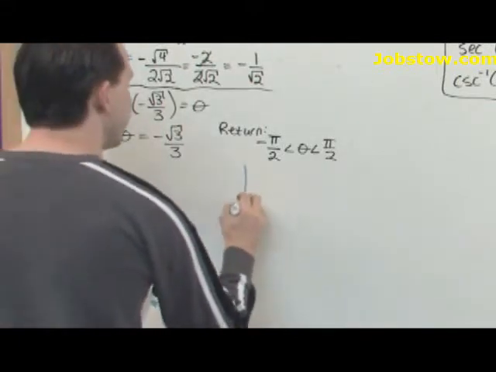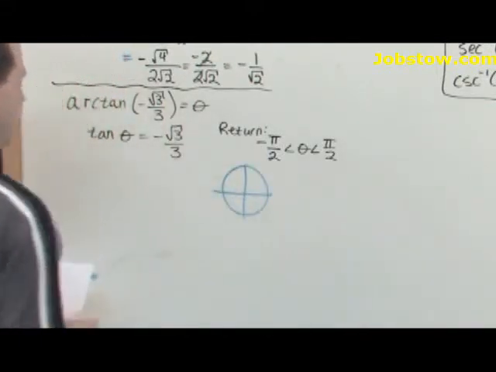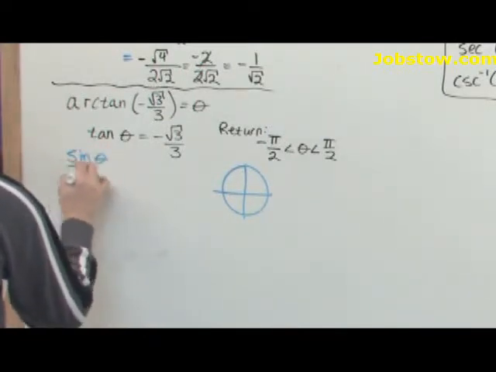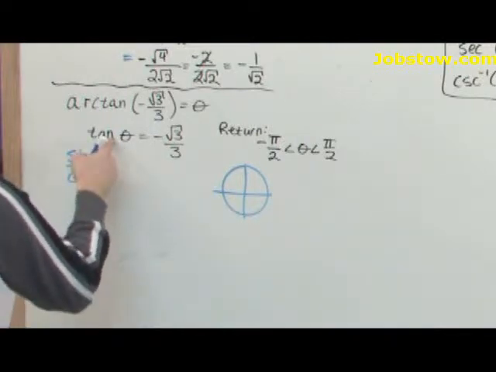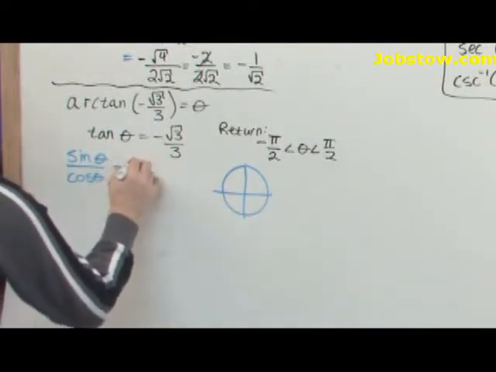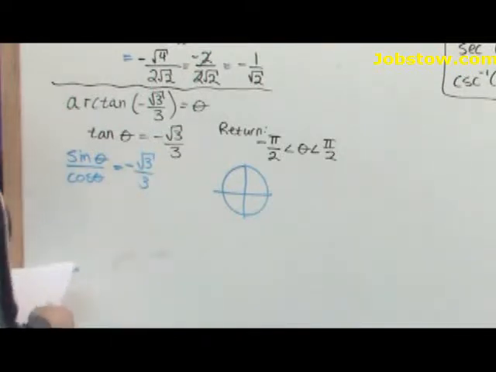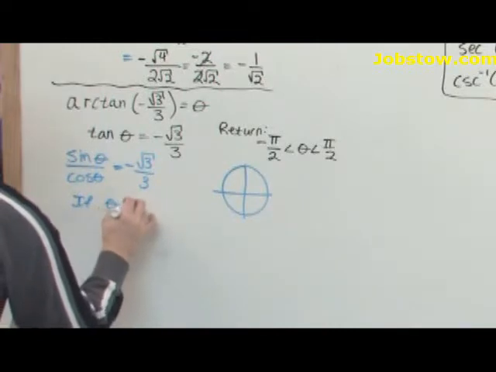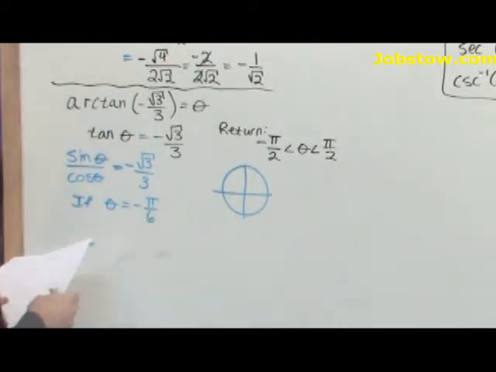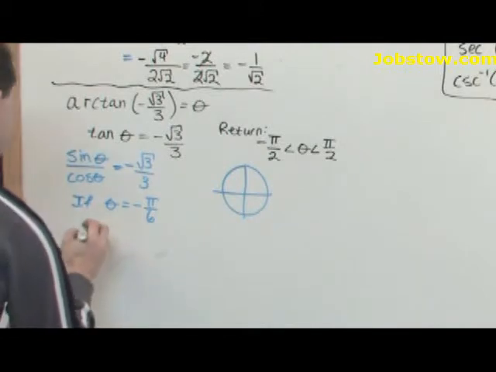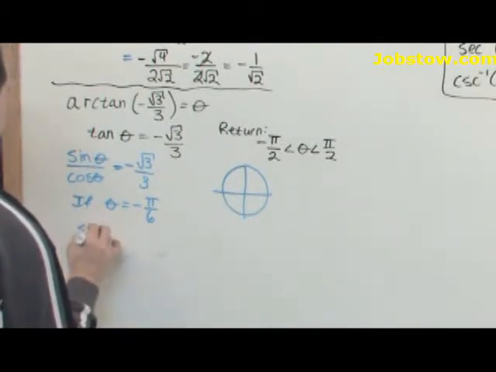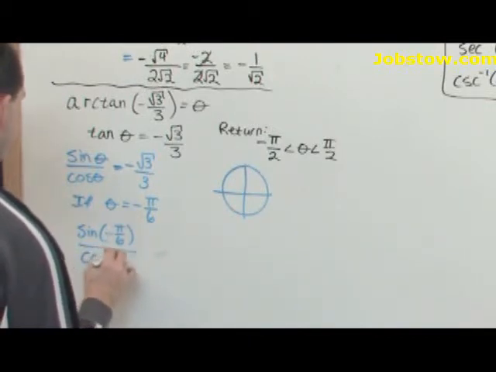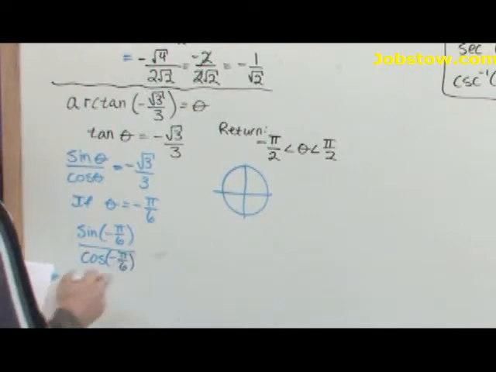Okay? So I like to draw a unit circle all of the time, just makes me feel better. And tangent, don't forget, is just the sine of theta over the cosine of theta. I always like to break up my tangents like this because it helps me find the answer. Negative square root of 3 over 3. So what happens if I pick an angle, let's say theta is equal to negative pi over 6. Let's see what happens. Well, then I would have sine of negative pi over 6 over the cosine of negative pi over 6. Okay? And what would that do for me?